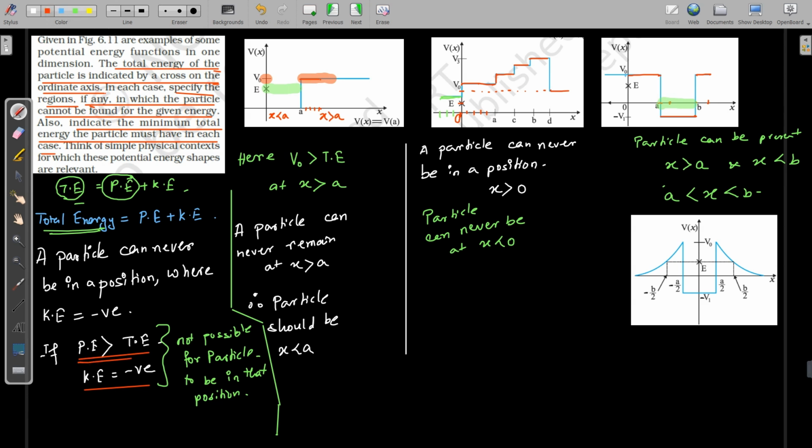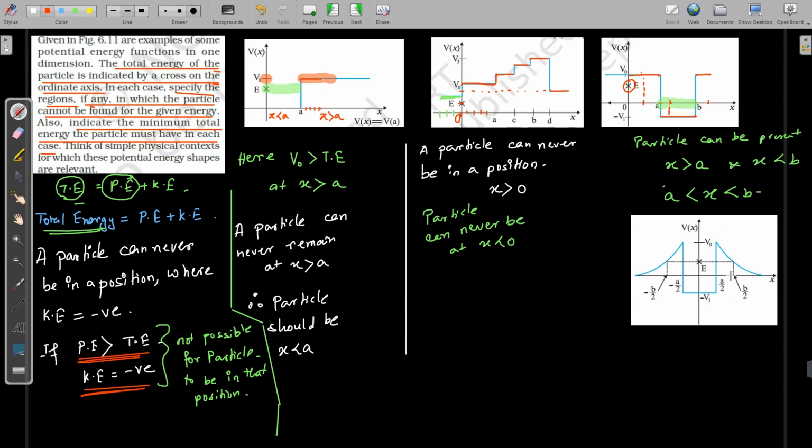Potential energy more than total energy means what? Kinetic energy negative, not possible. At this position, what is the potential energy? Here, V naught. Is it greater than total energy? Yes, not possible. At this position, what is the potential energy? Minus V1. Is it greater than total energy? No, that means the particle can remain. Got it?